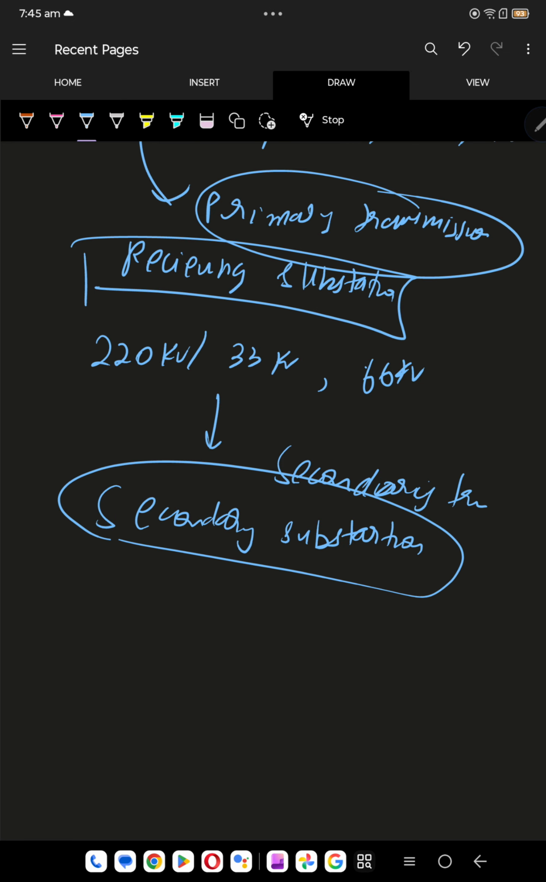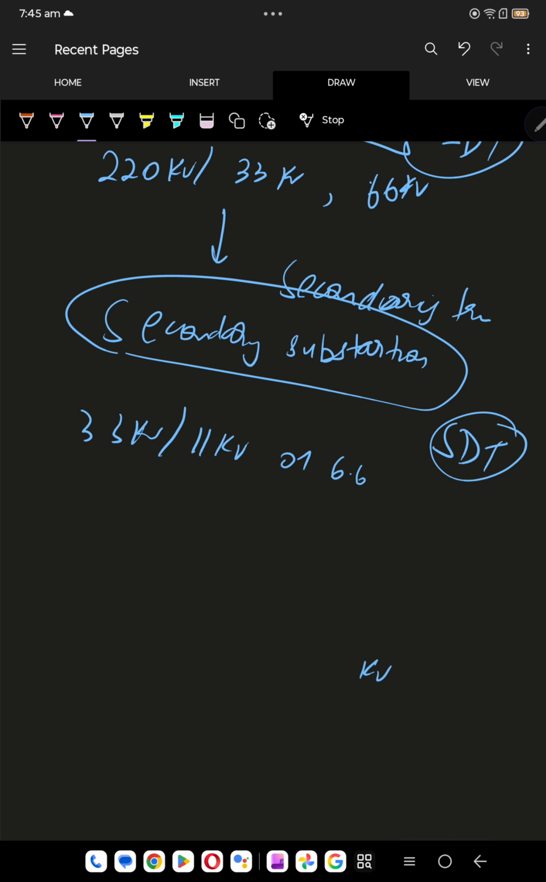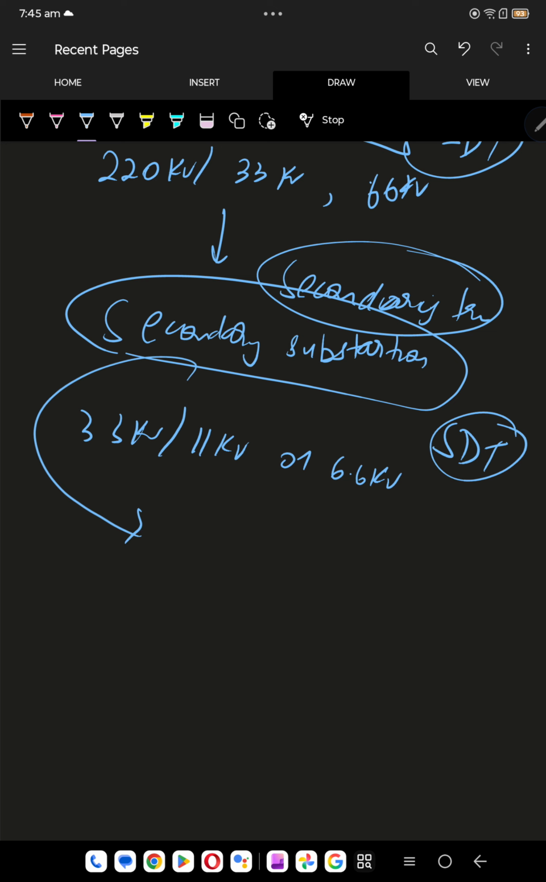Here also a step down transformer is used, whereby 33 kilovolt is going to become 11 kilovolt or 6.6 kilovolt. This is known as secondary transmission. Now from the secondary substation, where is it going to go? By the way, this 11 kilovolt we got is directly going to go to big consumers who require 11 kilovolts to operate their big machineries. It will go to them.